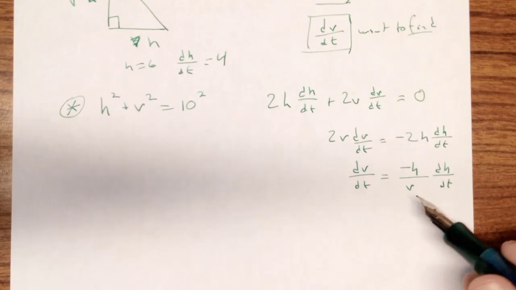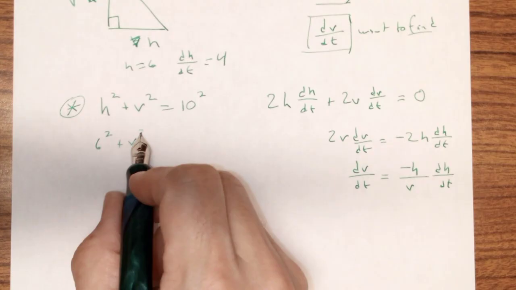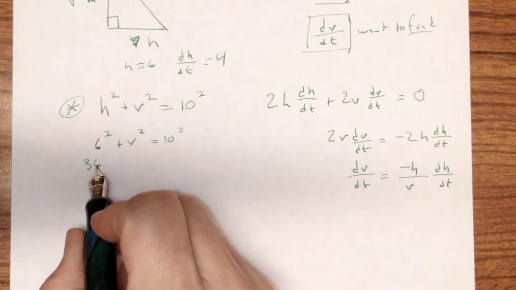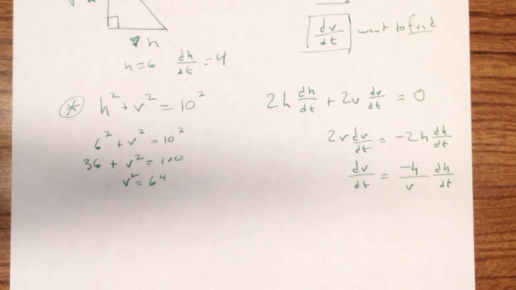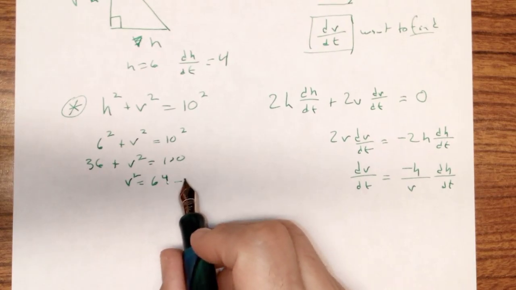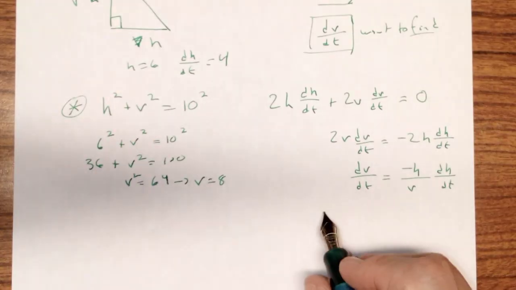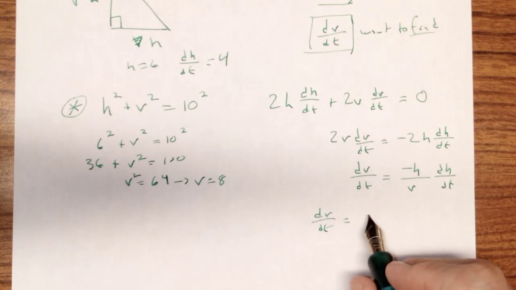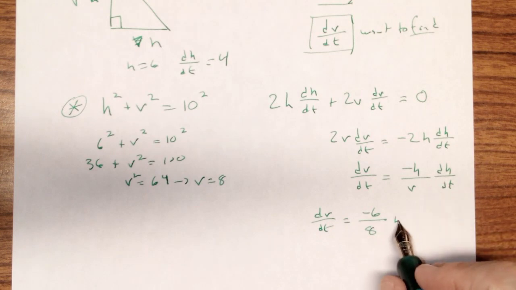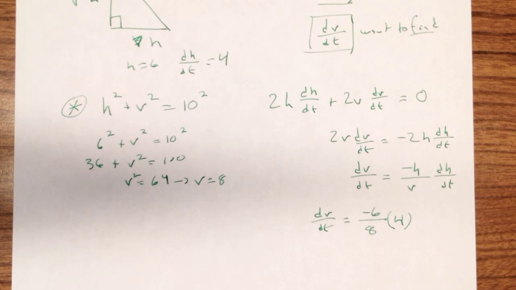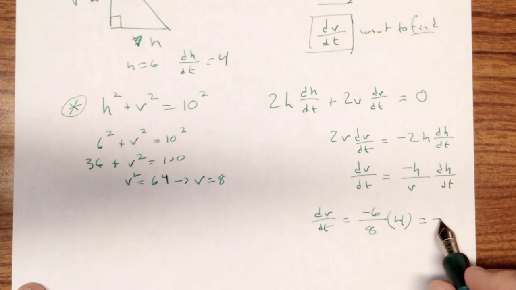I take the h we know, I put it in to find v. 6 squared plus v squared equals 10 squared. 36 plus v squared equals 100. So v squared is 64. That makes v equal to 8. So now I can get dv dt because I have all the numbers I need. dv dt is minus h over v times dh dt, which gives me negative 6 over 2, negative 3.